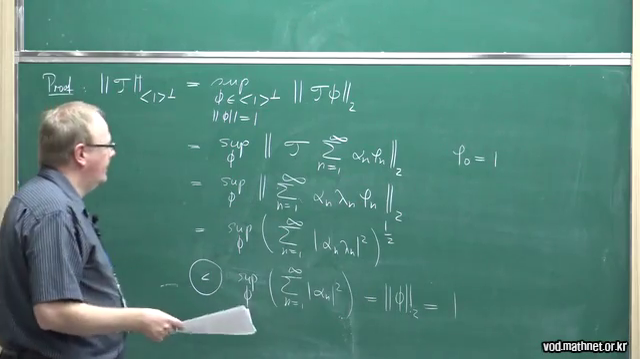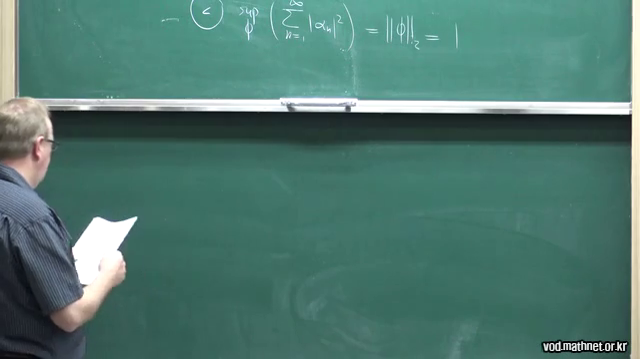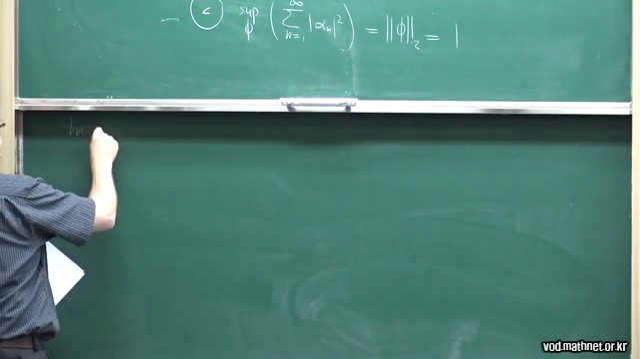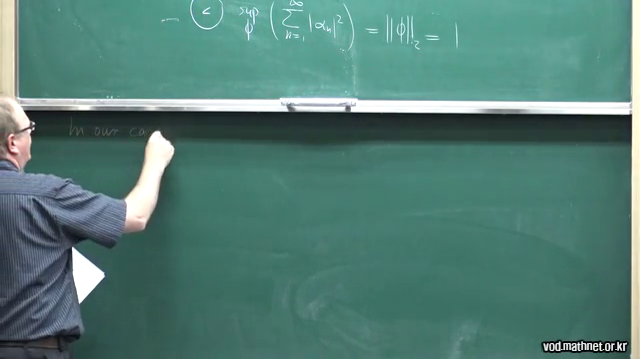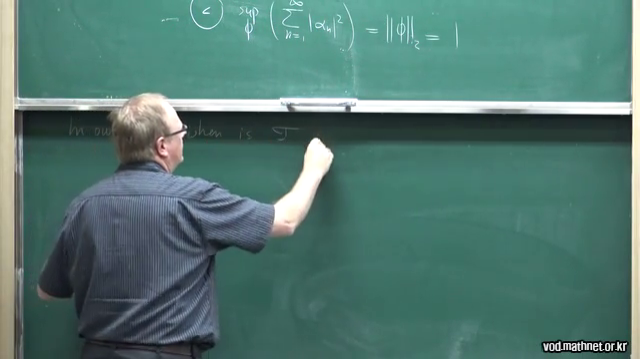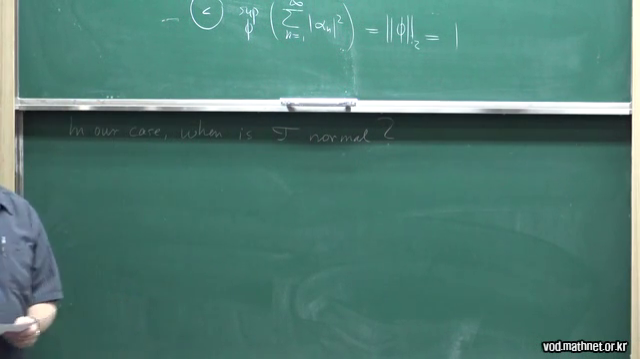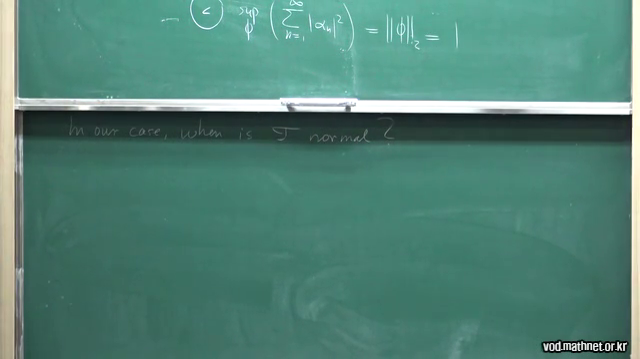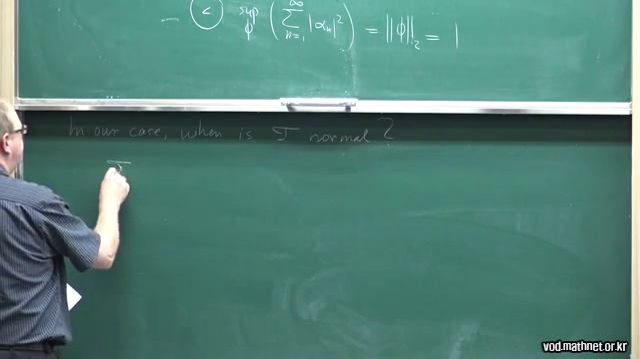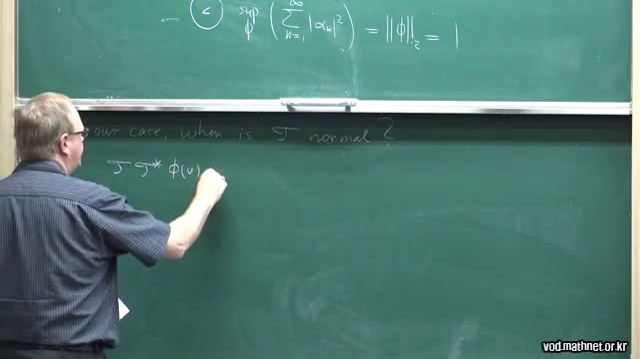Cool. So in our case, so when is this the case? When is T normal? This integral operator, when is this normal? So let's compute this out. So let's compute T star applied to a function phi.